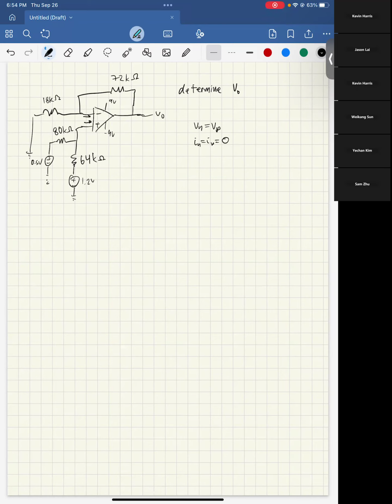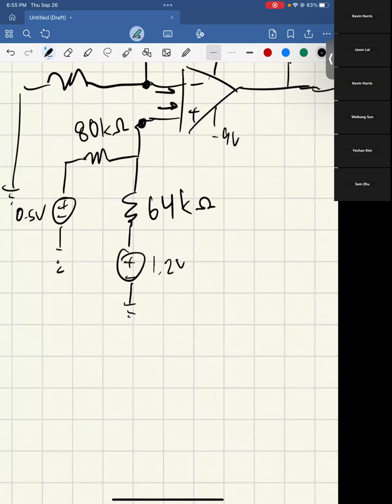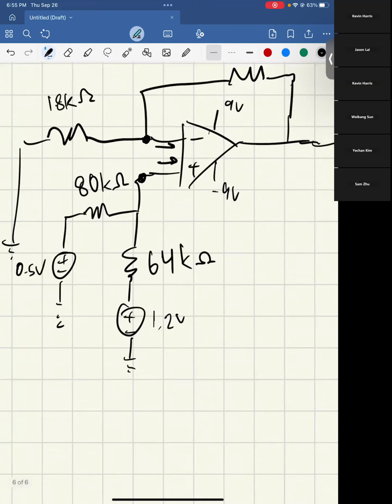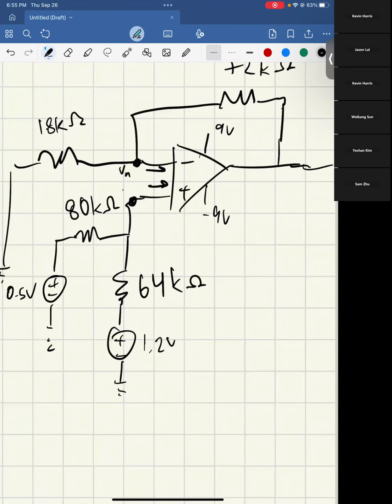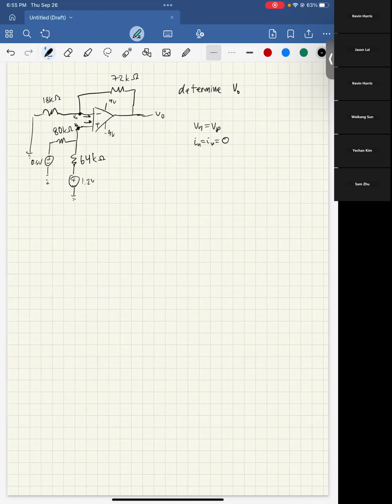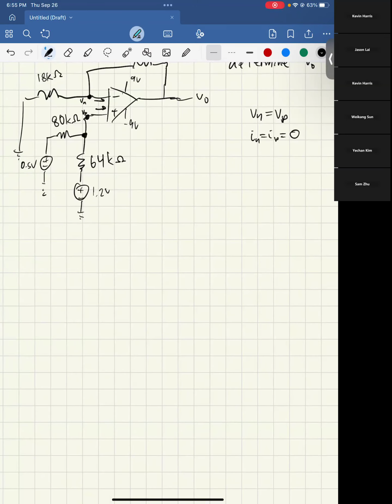So to start this, if you look here, we don't know anything about VO yet, so we can't really say anything about Vn. However, Vp has everything here defined, and we can figure that one out. So this is Vn, this is Vp. So if we just write a single node voltage equation for Vp, we can say that 0 equals Vp minus 1.2 volts. I'm just going to say that both of these currents are going out, and then this one's 0, so this one doesn't matter.